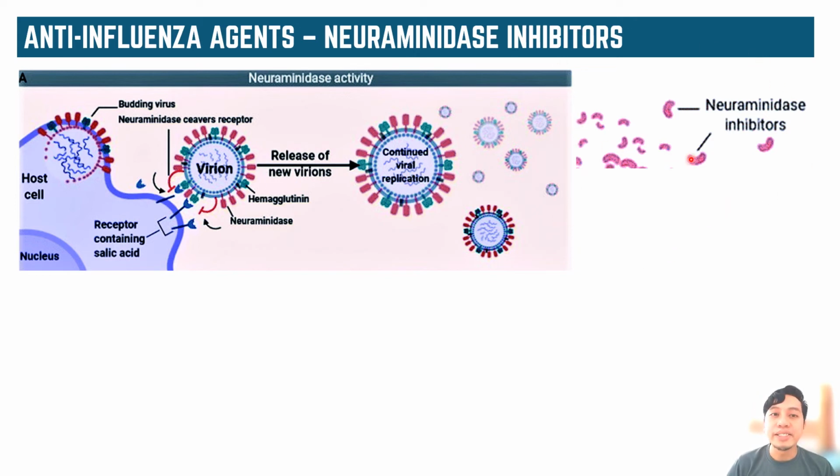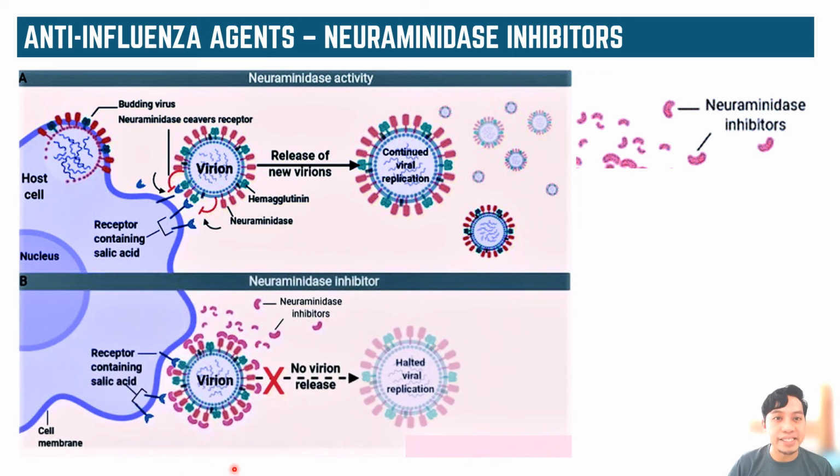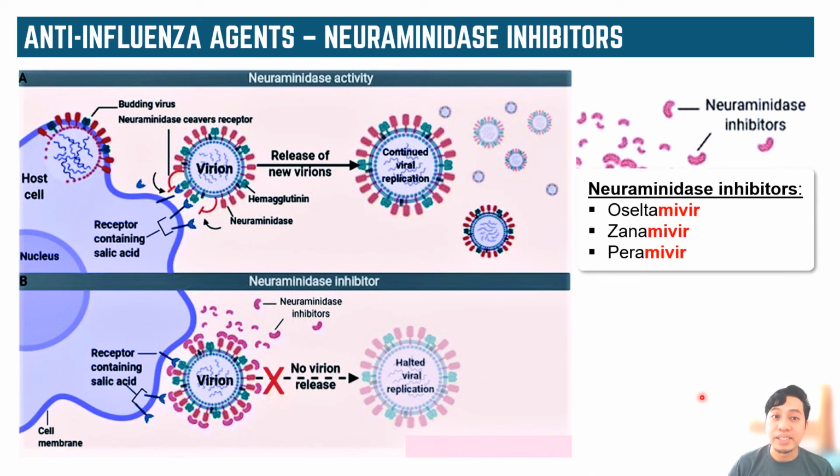Neuraminidase inhibitors exert their antiviral activity by inhibiting the viral neuraminidase enzyme found on the surface of viral particles. Without active neuraminidase, the virus is unable to cleave the salicylic acid and unable to escape from the host cells. Drugs that belong to this class include oseltamivir, zanamivir, as well as peramivir.